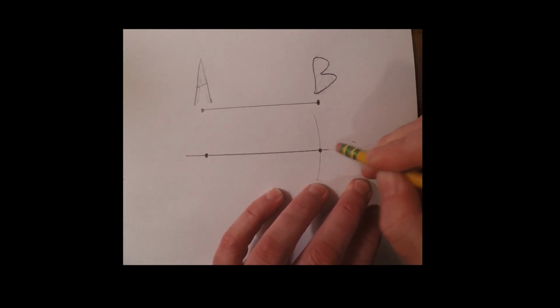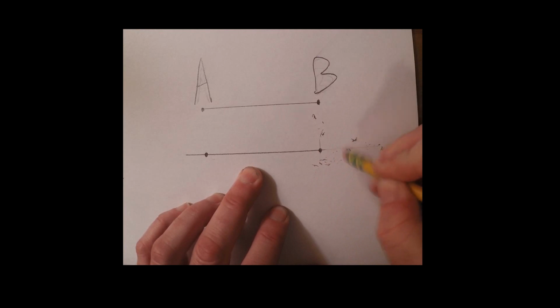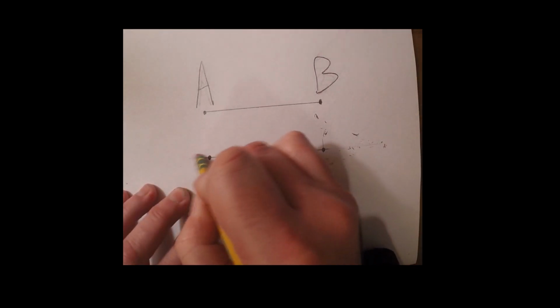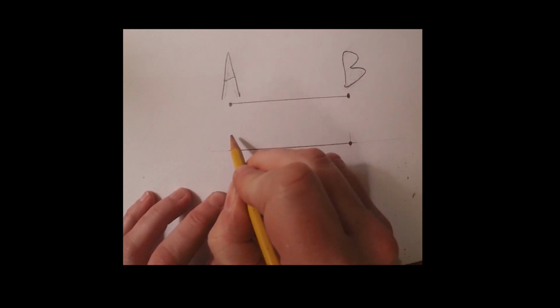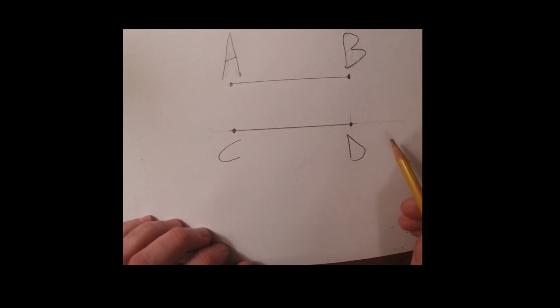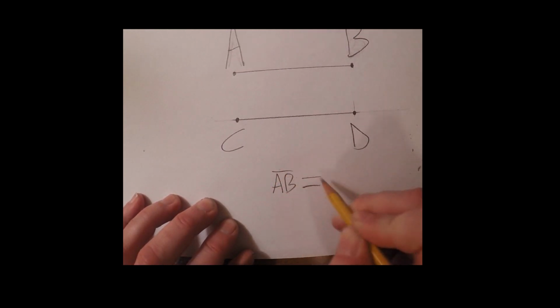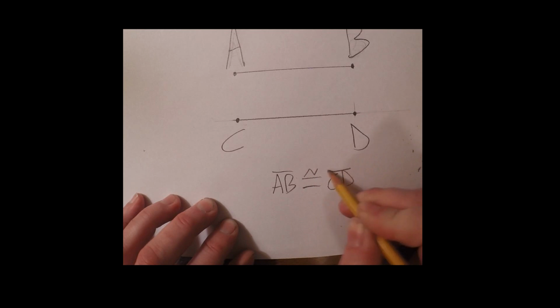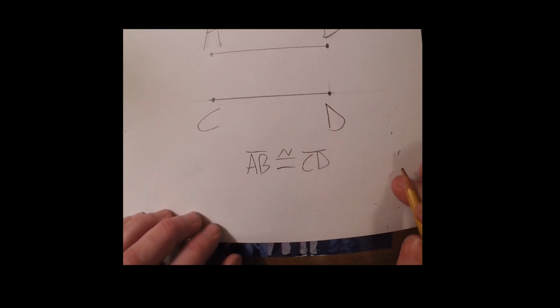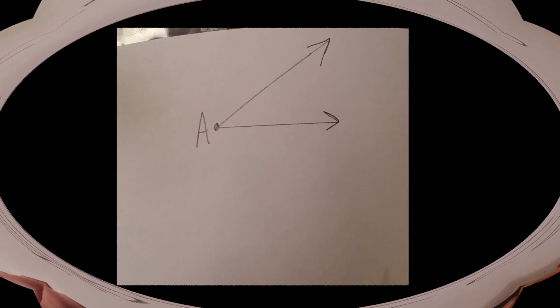And now we have our congruent segment. We can erase the parts that we don't need. And we're going to make that first point we made C, and the second point D. And now we made a congruent segment. Segment AB is congruent to segment CD. So that's our first construction, making a congruent segment.